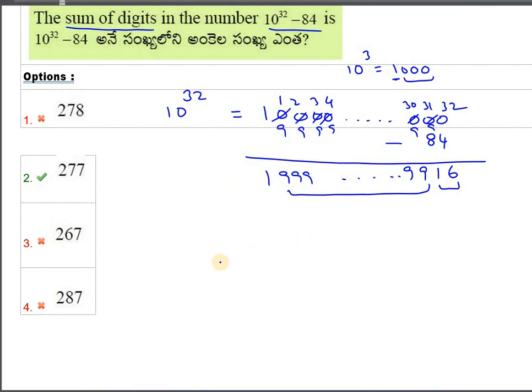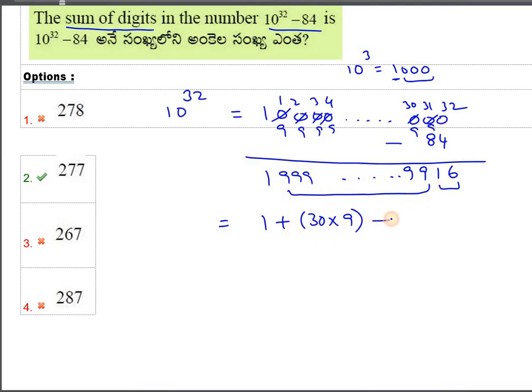So now we have to add this number. Right? We have to add these digits. 1 plus 9 plus 9 plus 9. All this you have to add. So instead of doing it manually, what can we do? First one is 1, followed by 30 times 9.